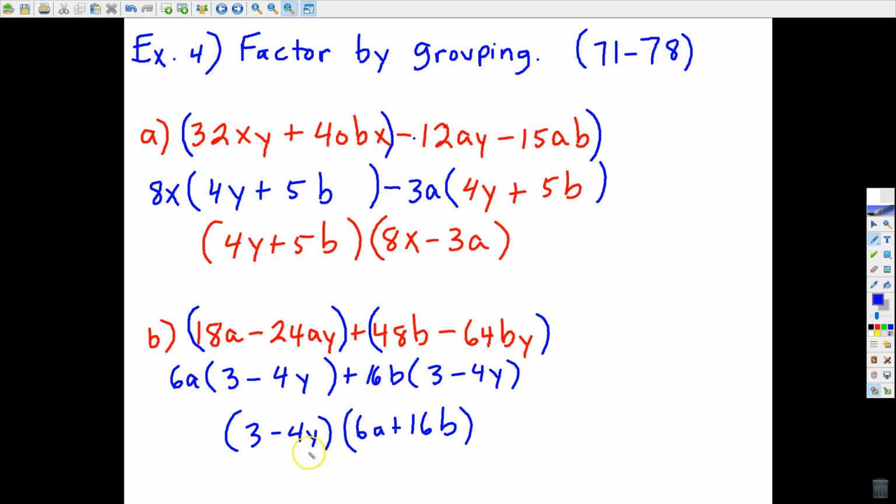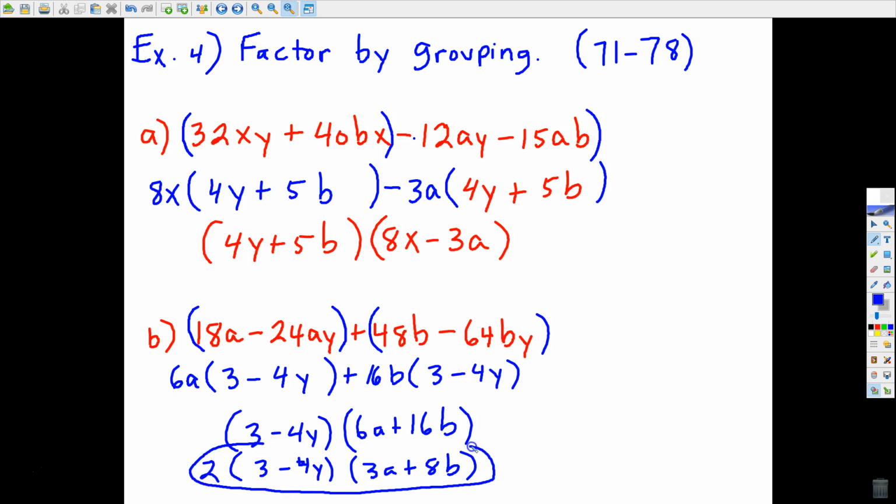So to finish this, I'm going to factor out the 2 from this group. I can keep them in this order. And when I factor out the 2, I get 3a plus 8b. And now that should be the finished answer, but just double check and make sure that you're factored completely. There should not be any GCFs within parentheses when you're finished with the answer.